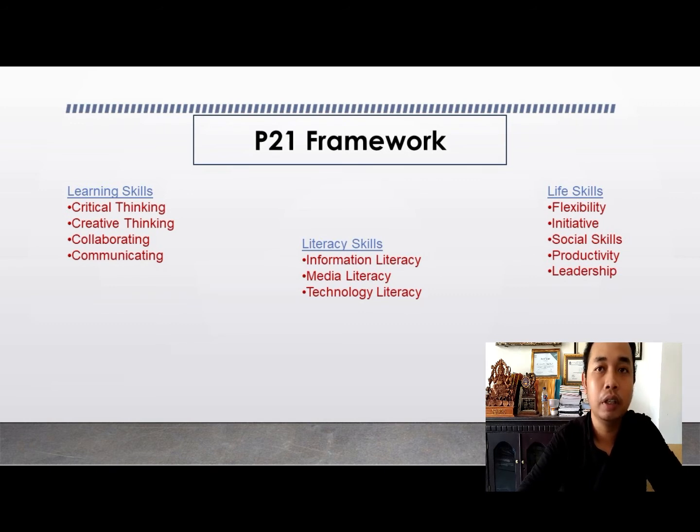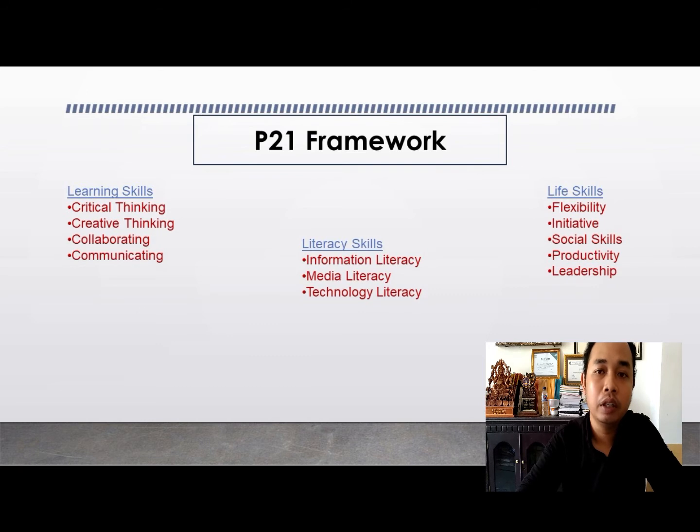For the creative thinking skills, the students need to be able to think creatively and work creatively in both digital and non-digital environments. So the students need to be able to find a lot of sources from different places, like websites, books, articles, videos, pictures, and other sources from the internet or non-internet.